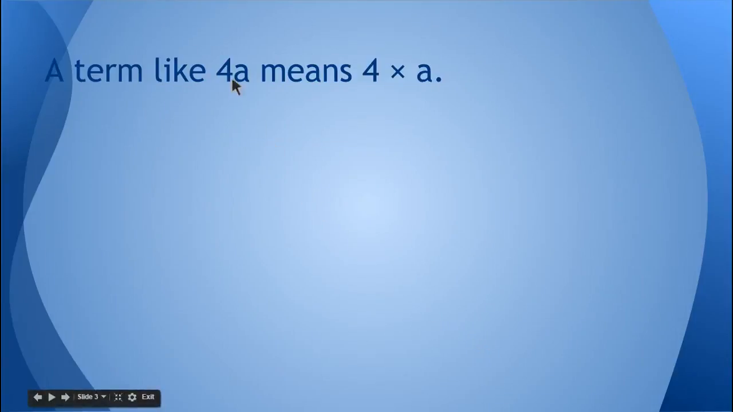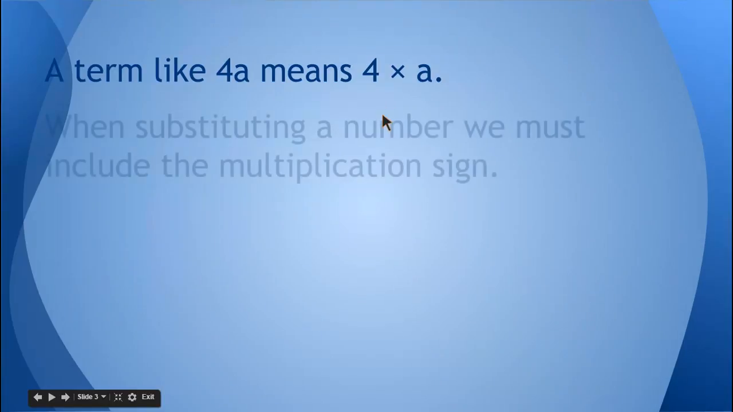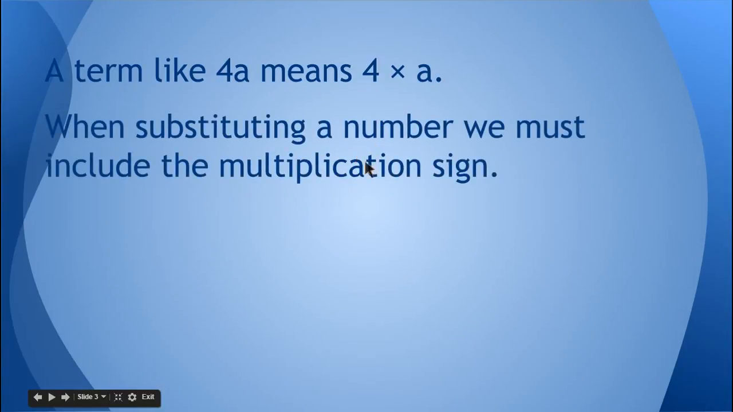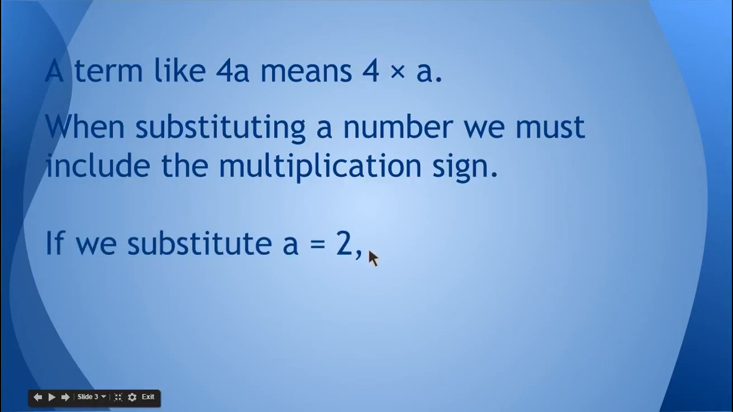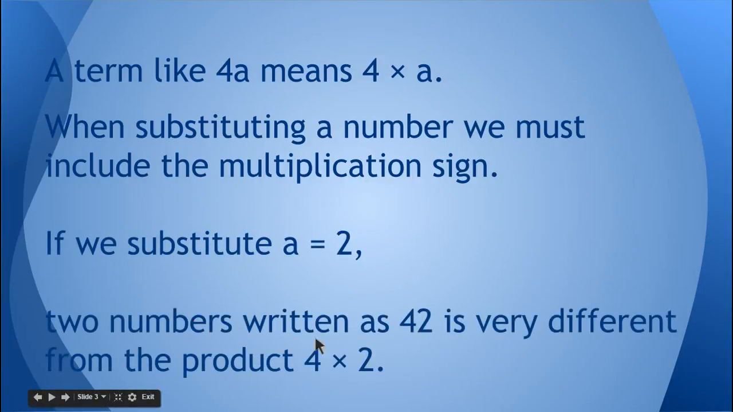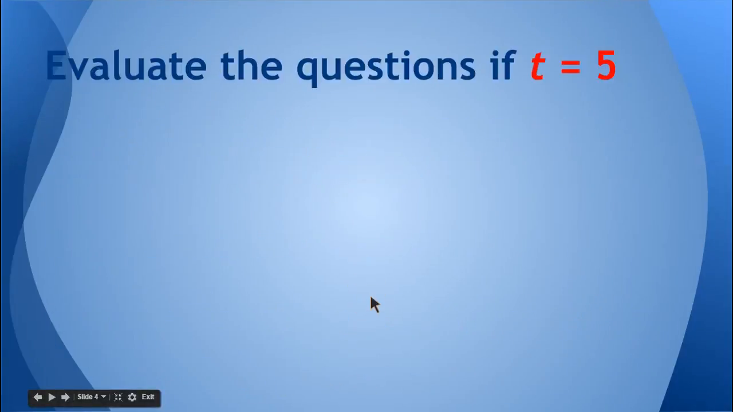A term like 4a means 4 times a. When substituting a number, we must include the multiplication sign. So if we substitute a is equal to 2, two numbers written as 42 is very different than the product of 4 and 2, which is what 4a means.